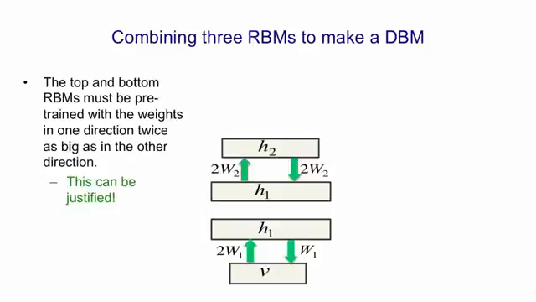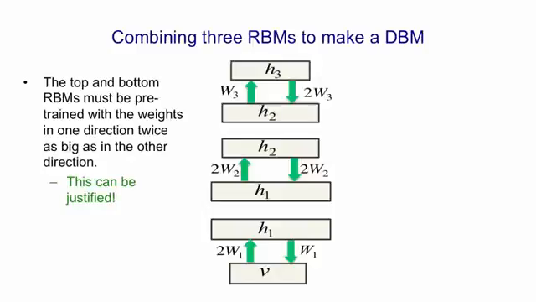the stack has to be trained with the bottom-up weights being half of the top-down weights. So again, these are scale symmetric weights, but now the top-down weights are twice as big as the bottom-up weights. That's the opposite of what we had when we trained the first restricted Boltzmann machine in the stack.